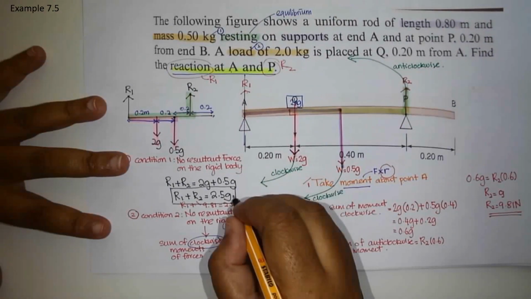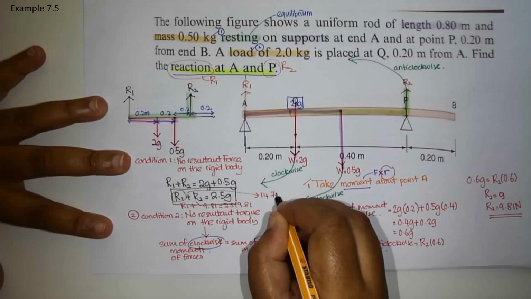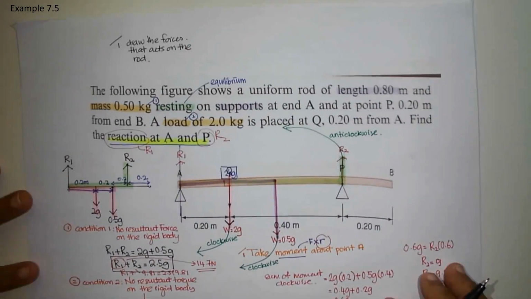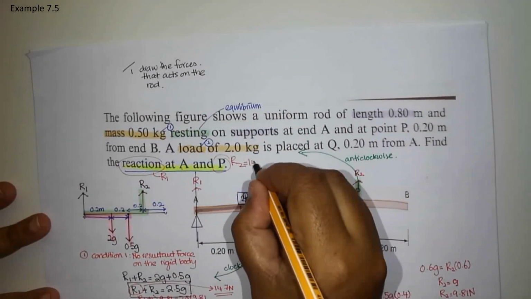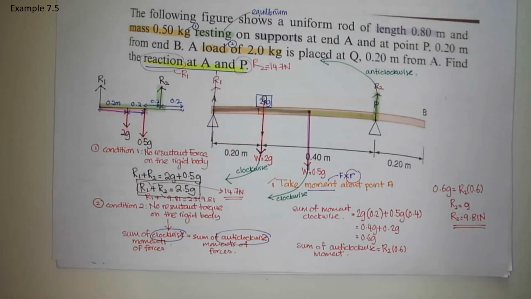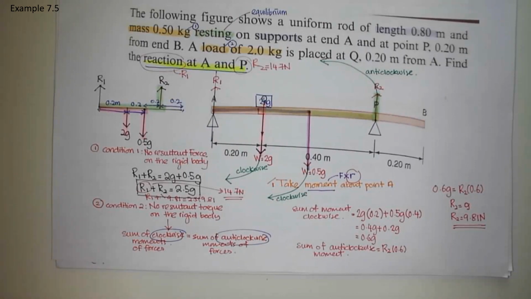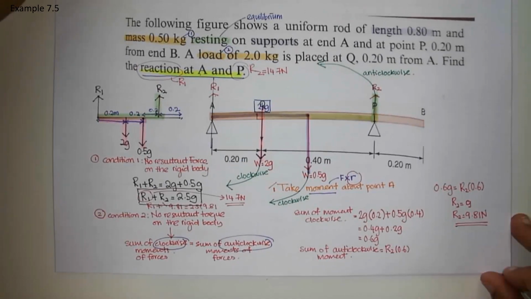So you get your answer for R1, which is 14.7 Newton. So this is how you solve questions on equilibrium of rigid bodies. Alright, that's all.